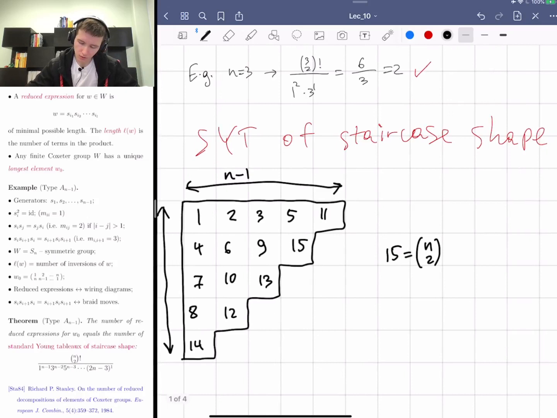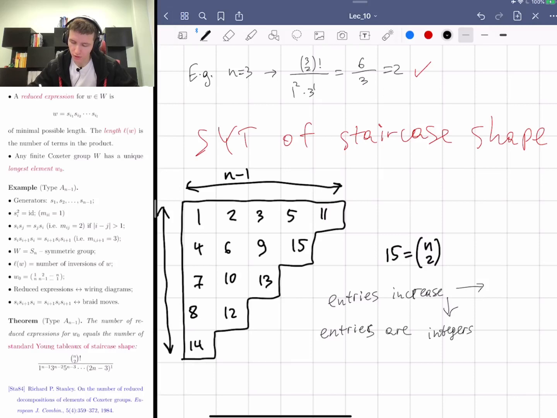So the condition is that entries increase this way and this way, and the entries are integers, all integers between 1 and n choose 2. Is that clear? All right. So how many standard Young tableau for n equals 3?